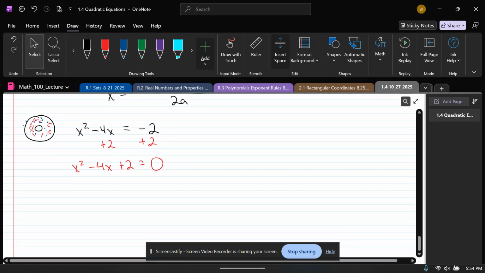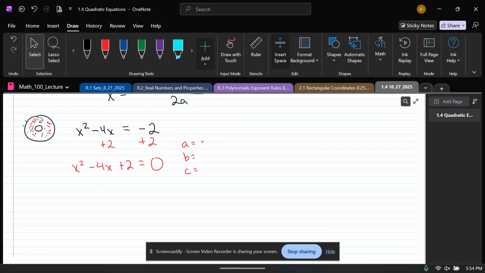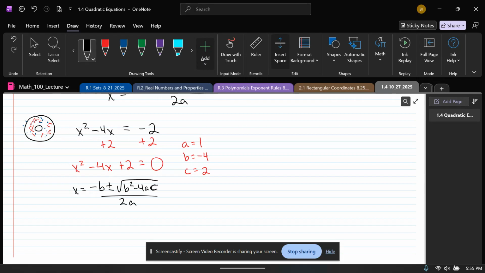What I do is make a list of what a, b, and c are, that way I don't screw something up. A is 1, the number in front of x squared. B is negative 4, the number in front of plain x. And c is positive 2. I'm going to use that in the quadratic formula. If you write the quadratic formula down as many times as I do tonight, you'll have it memorized before you leave here. x equals negative b plus or minus the square root of b squared minus 4ac, divided by 2a. So there's my quadratic formula.